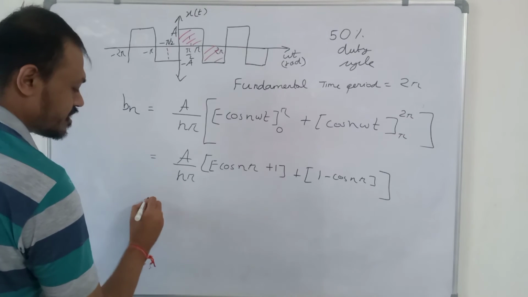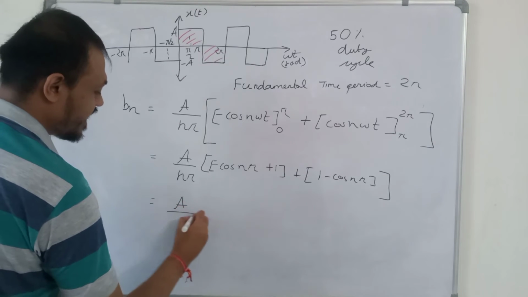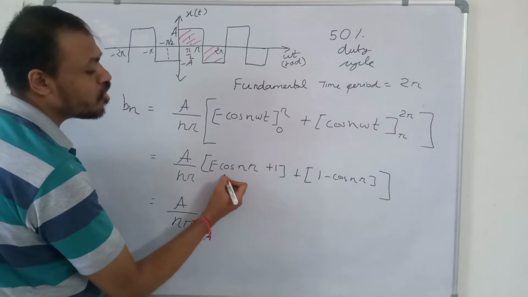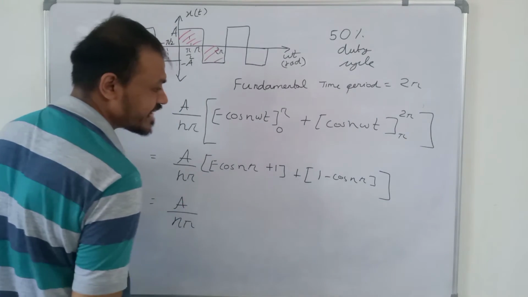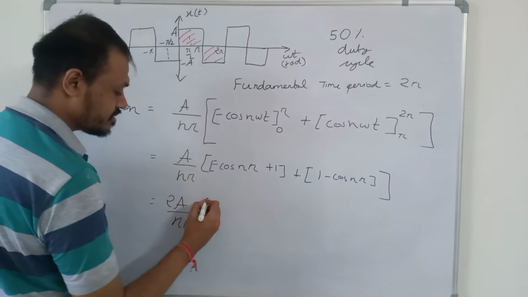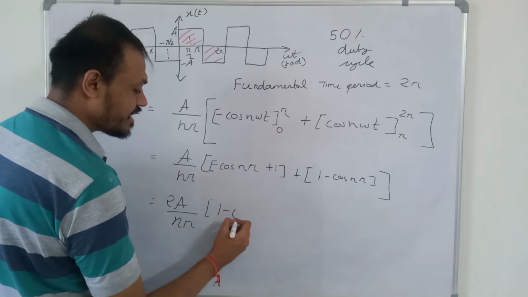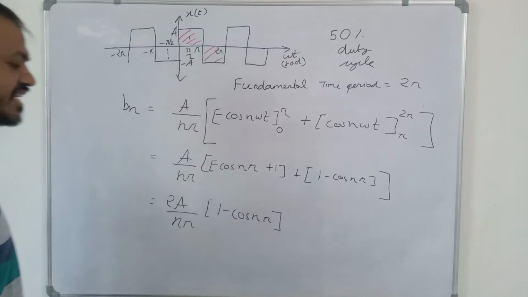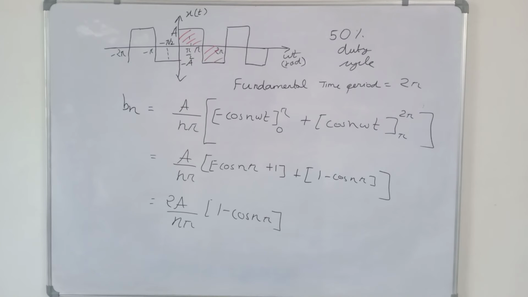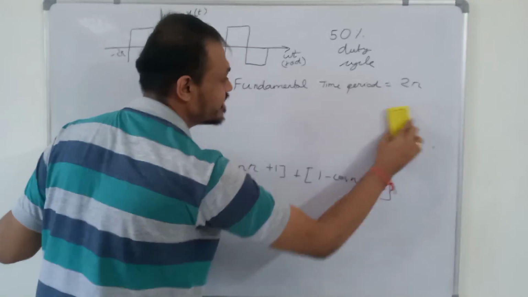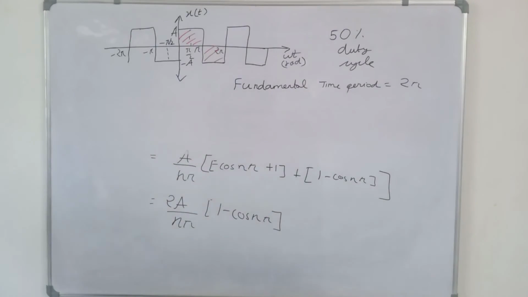And this is whole in the bracket, so it will be equal to a upon n pi. So 1 and 1 will be 2, and minus cos n pi and minus cos n pi again will be 2, so we can take 2 outside. So 2a, 1 minus cos of n pi is the integration. Now cos of n pi is equal to minus 1 to the power of n, based on the value of n.